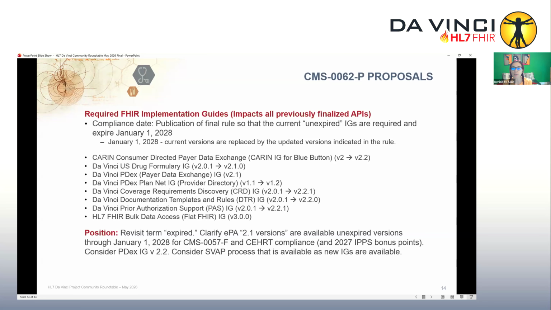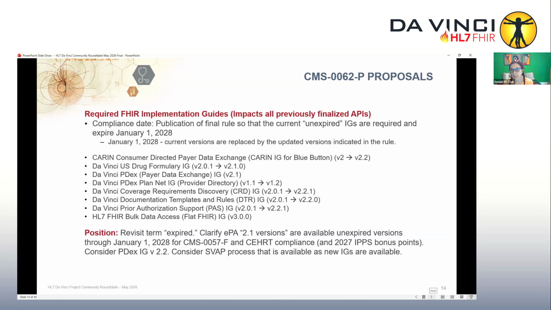So what we're asking is for clarification that folks could use any of the unexpired versions, 2.0, 2.1, until January 1, 2028, and be in compliance with all things, and then starting on January 1, 2028, everyone move to 2.2 and further. So clarity around that, to make sure everybody knows exactly what the rules of the road are, exactly which IGs are available to use until January 1, 2028.